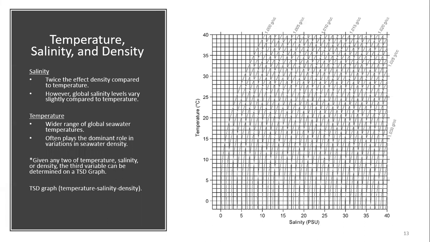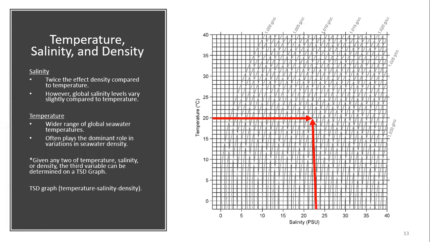Temperature, salinity, and seawater density: the concept of isopycnals. Both temperature and salinity affect seawater density. Salinity, on a per unit basis, has at least twice as large an effect on seawater density compared to temperature. However, global salinity levels vary only slightly compared to temperature change. Because of the wider range of global seawater temperatures, temperature often plays the dominant role in variations in ocean density. Regardless, temperature, salinity, and density are directly associated with one another.